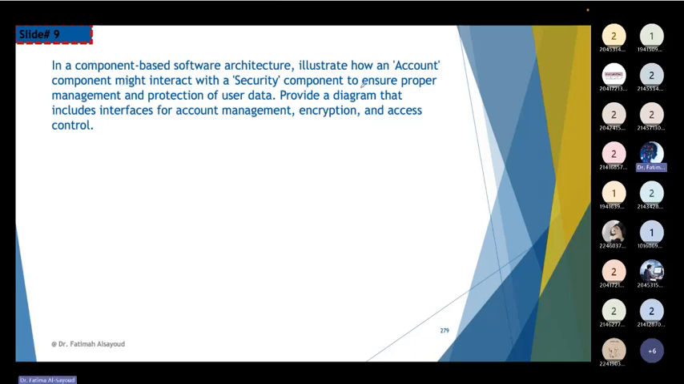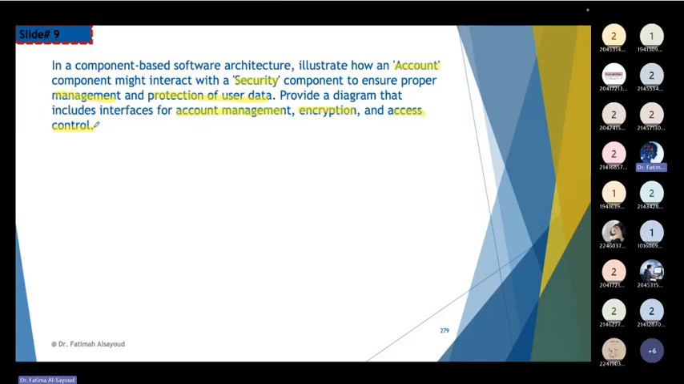So I have an accounts component and I have a security component, to ensure proper management and protection of user data. Provide a diagram that includes the interfaces for account management, encryption, and access control. Usually in this unit we don't have component diagrams. We stopped at packaging diagrams and didn't come back to finish.